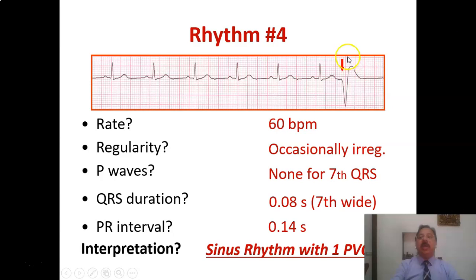So this PVC, as this complex is wide, is coming from the ventricle. So this is a premature ventricular complex. The rest of all the complexes are coming from the atria, from the SA node, but this one is coming from the ectopic focus, which is present in the ventricle.